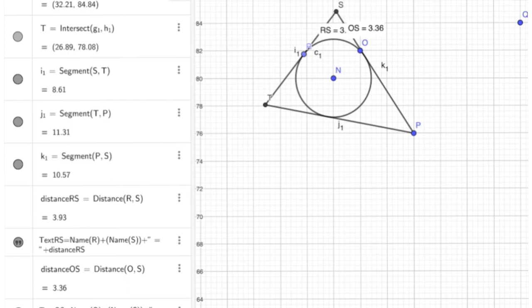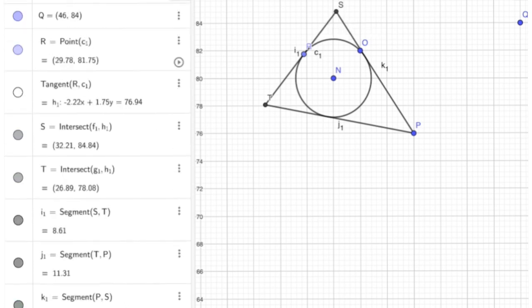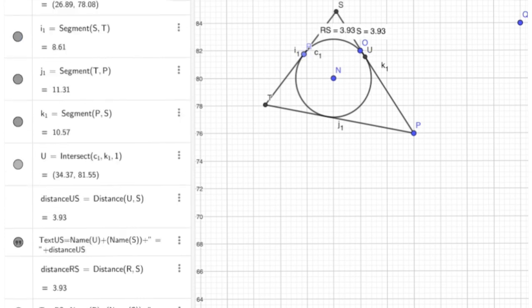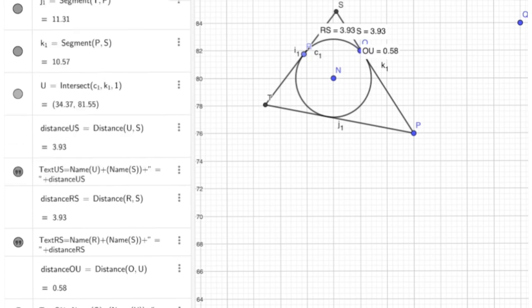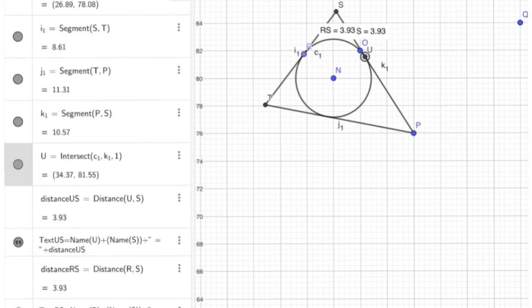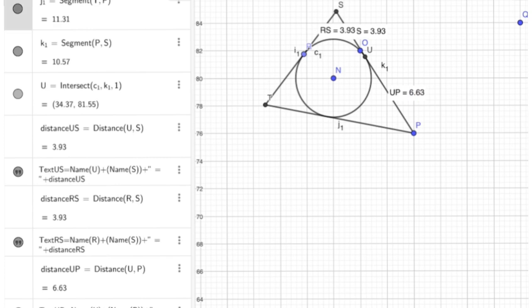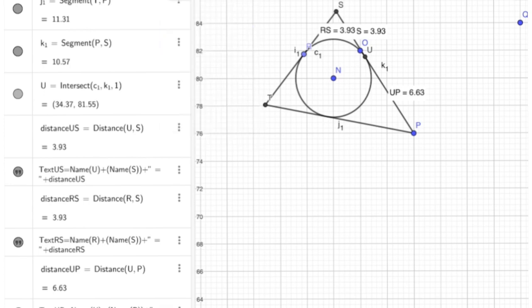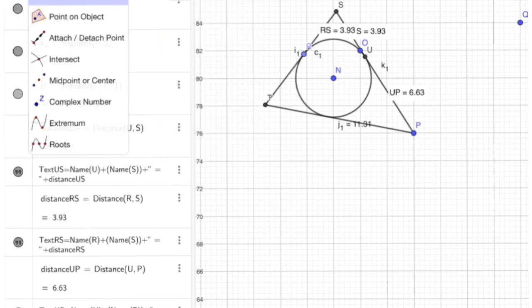Oh, wait. That's not the point of tangency. Sorry. The O is not the point of tangency. U is. Okay. So sorry, O is not the point of tangency, guys. U and S, R and S, 3.93. Nope. Not that one. U and P should be congruent to that one. Wait. Why am I clicking the wrong things? I need the point of tangency here. Okay. Nope.